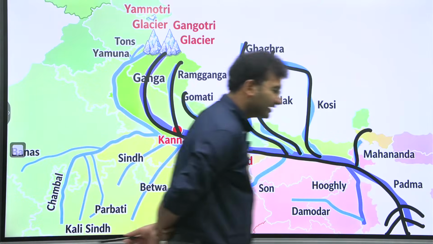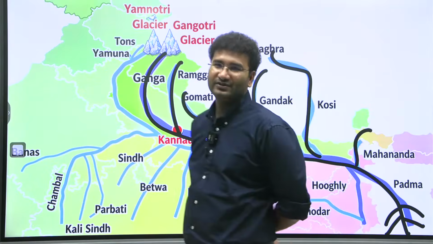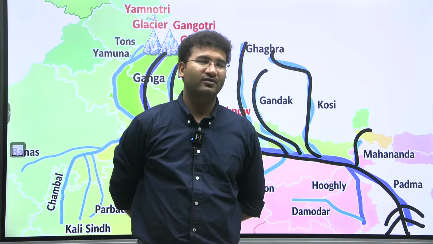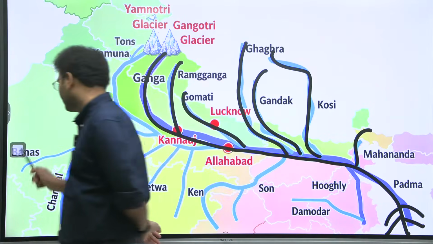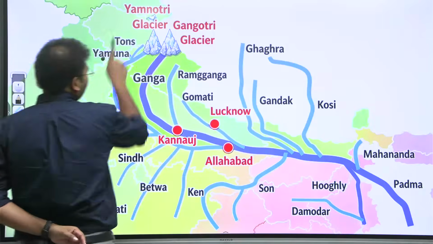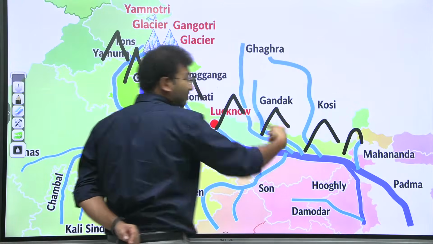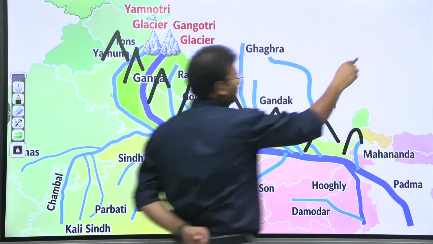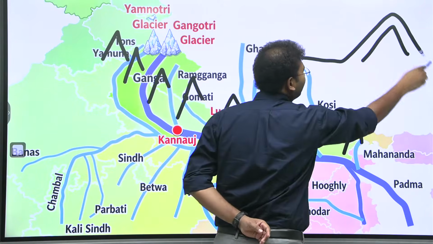What is consequent? Those that are flowing in line of the slopes. Then you might be thinking, how do antecedent rivers flow against the slope? Against the slope means you have Himalayas, greater Himalayas are there. These rivers are present north of the greater Himalayas. Is it like this? So if this is greater Himalayas, this is river Ganga, it is climbing and then coming down.